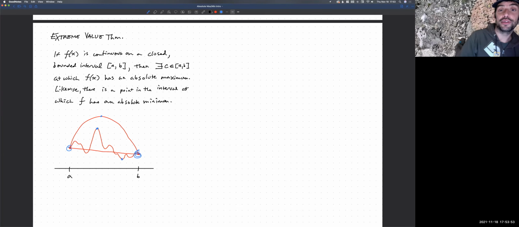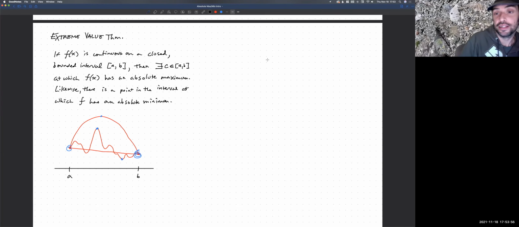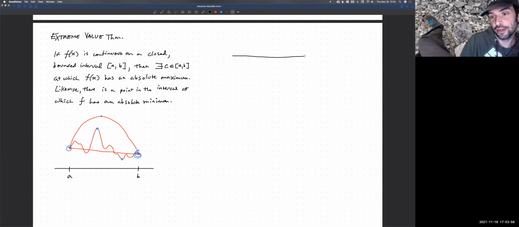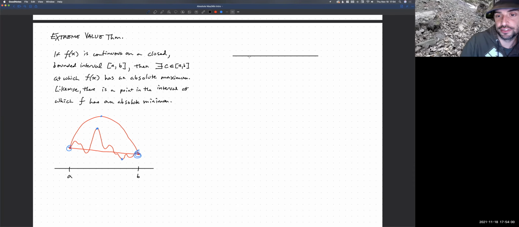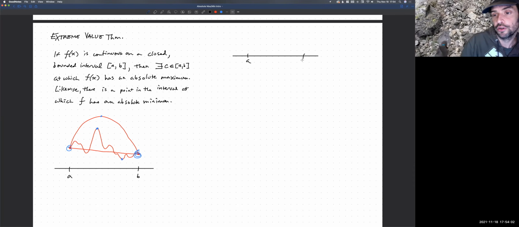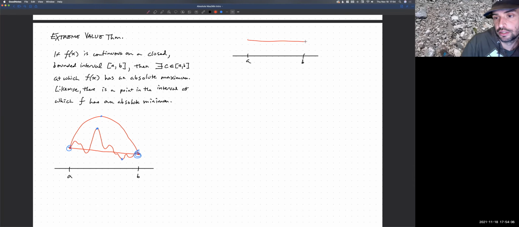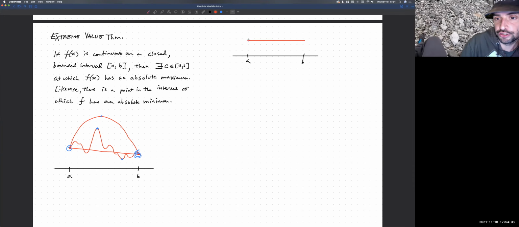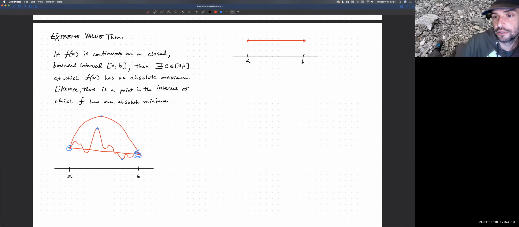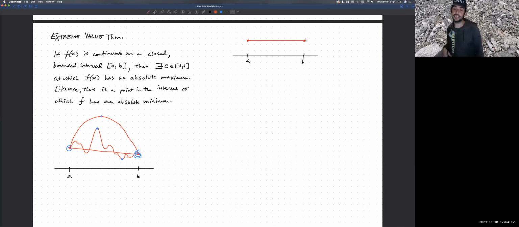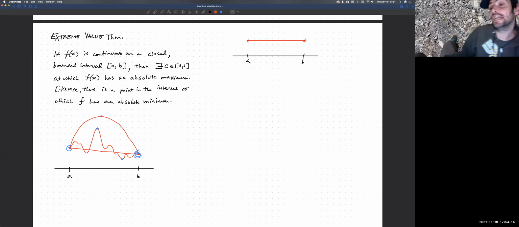It's always going to have a maximum and minimum. There's even a sort of, well, in one sense, trivial example, but it also makes a good point. What if our function is just a straight line? Then every point in the interval is an absolute maximum and an absolute minimum.